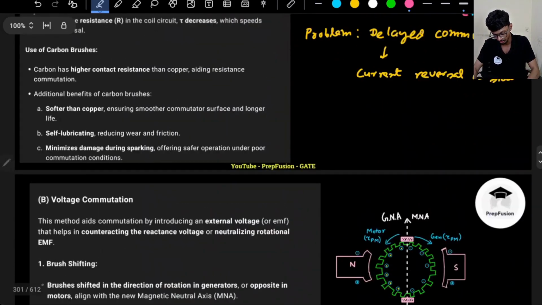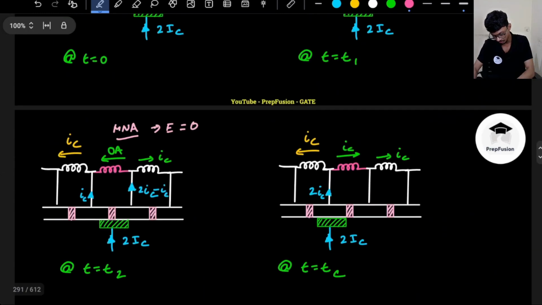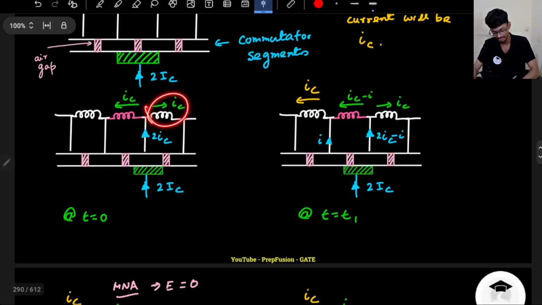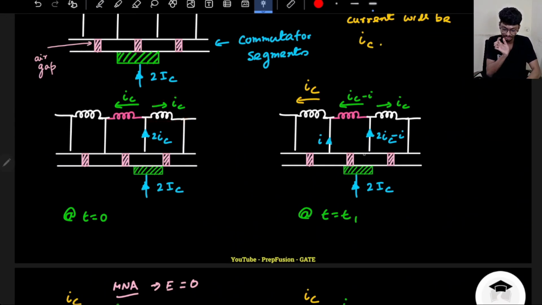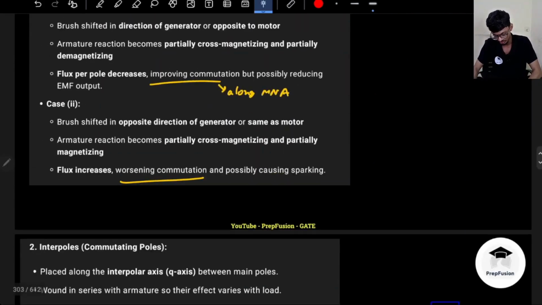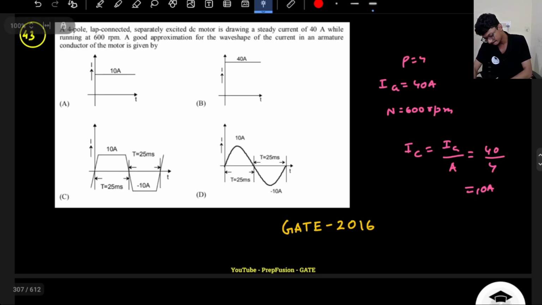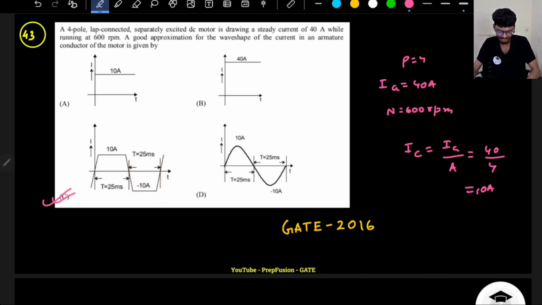If you see these coils here, throughout this coil current is IC only. If you see here also current is IC, here also IC. Only whenever commutation is happening, then the current is slightly reducing through the coil. That's it. So it will be always constant, that is either plus IC or minus IC, depending on where the commutator segment is at, and the rest of the time it will be constant. And other than that, here this is the linear curve. So of course this will be option C. Very simple, right?